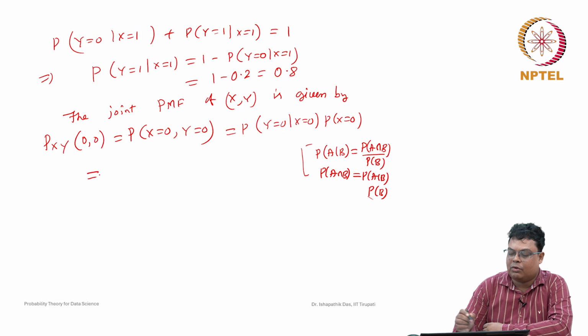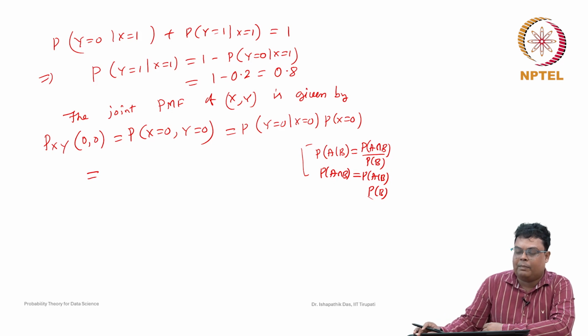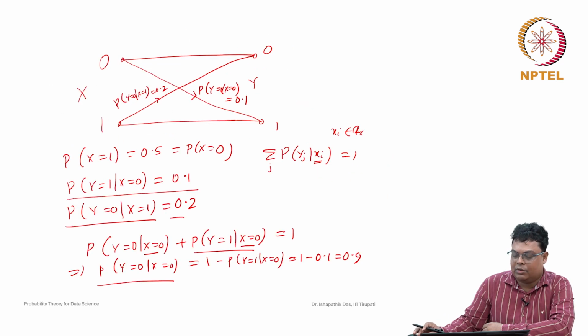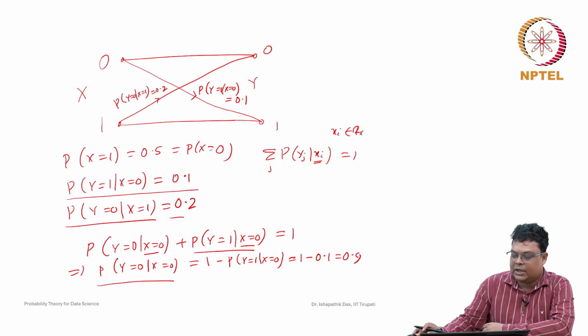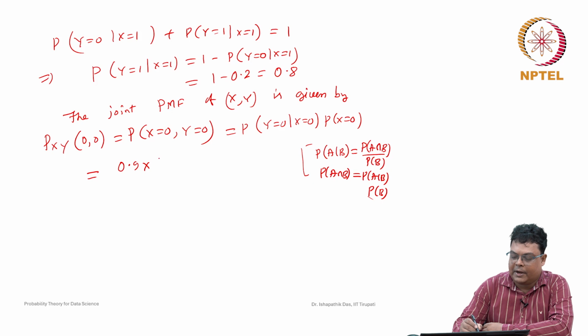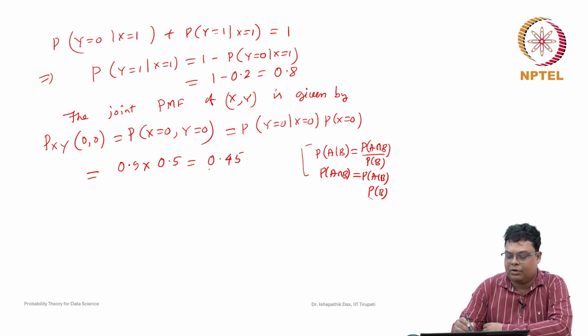Now, these probabilities are known to us. The probability of y equal to 0 given x equal to 0, what is that? It is 0.9. This is 0.9 into the probability of x equal to 0, which is given as 0.5. So, this is nothing but 0.45.